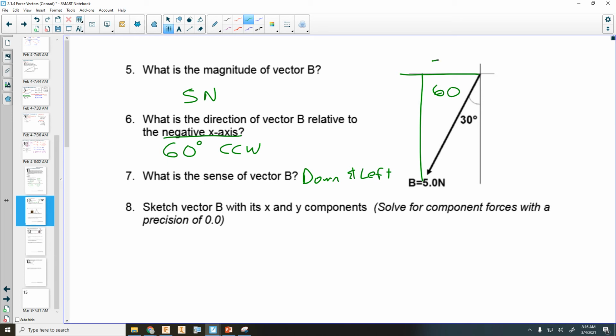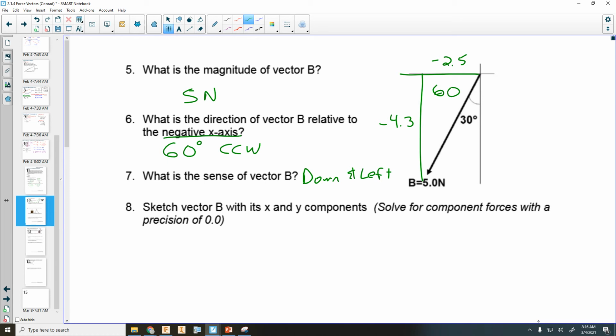Negative. The x is negative 2.5. The y is negative 4.3. Okay? Do we have to solve it really? No, it's the same triangle flipped over.